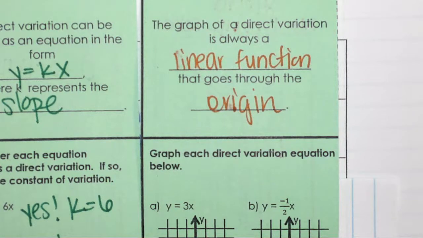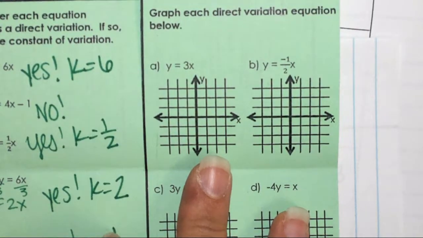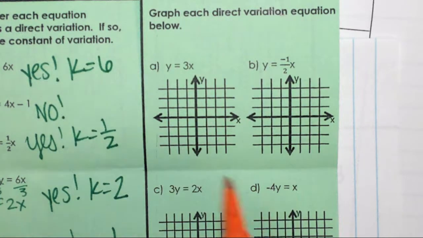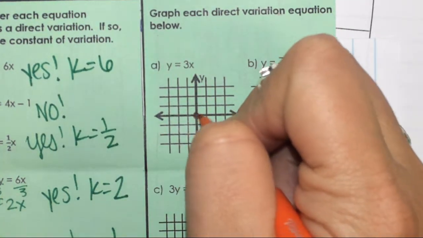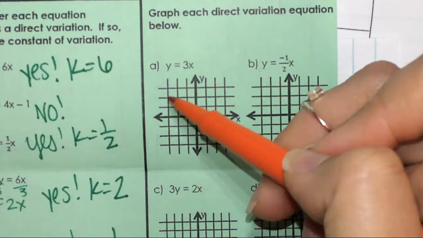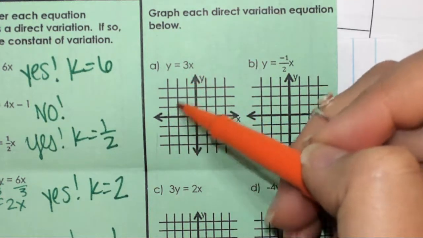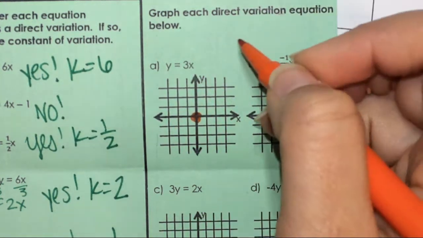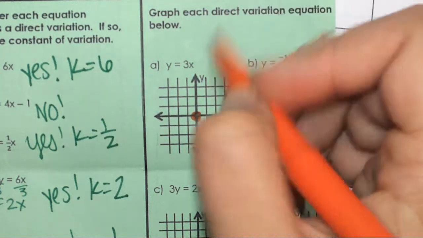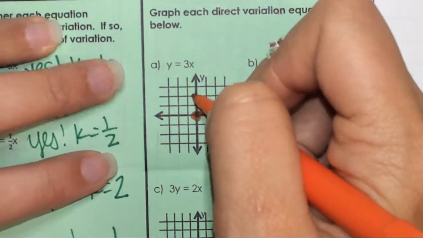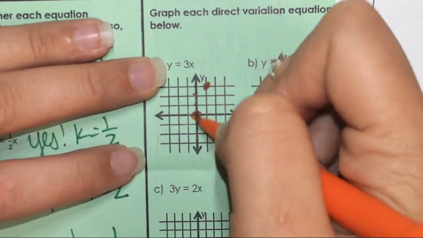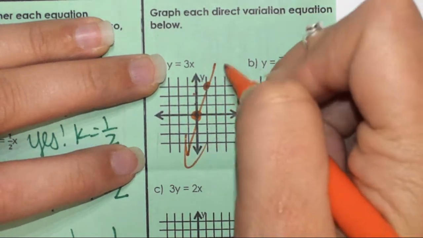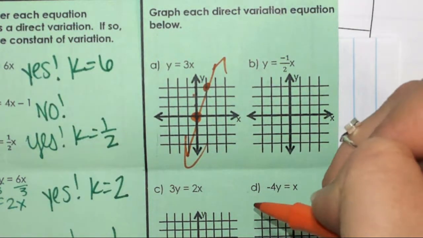Are you ready? Okay. A, it says graph each direct variation below. So it passes through the origin, put a dot on the origin. 3 is our slope. That's our k. And it's a +3. So are we going to be climbing the hill or falling down it? And so you go up 1, 2, 3, right 1. That's it. That's all you do.